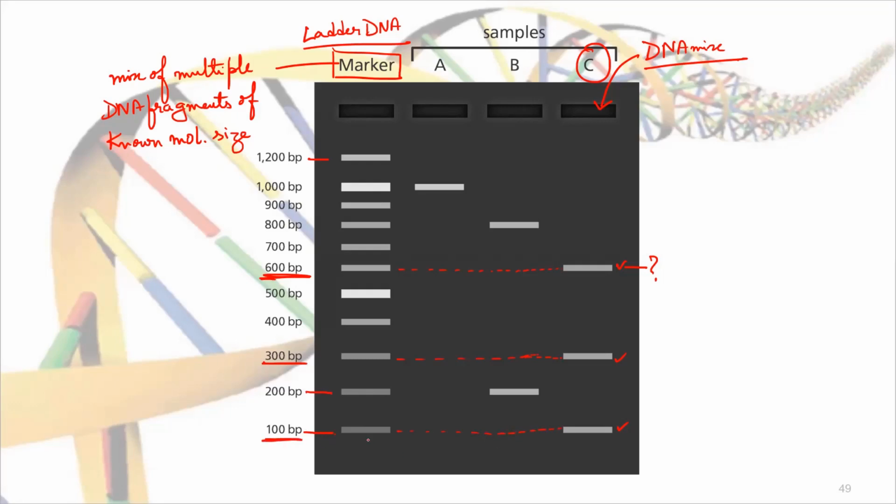Let us say that we know that our gene of interest is a 300 base pair fragment. That is something we already know because we have done the research and found out. So it means that this is the band which contains my gene of interest. So I will do the elution of this band. I will cut off this part of the gel and separate the DNA from it.